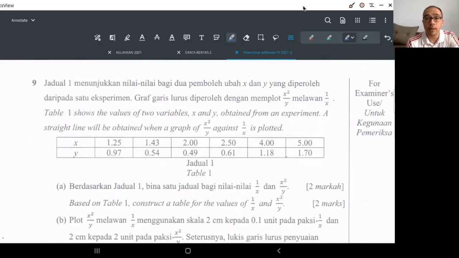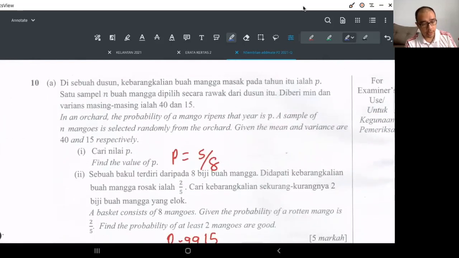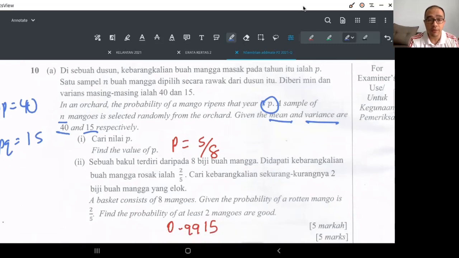Okay, so yeah. Number 10, in an orchard, the probability of a mango is P. Sample of n mangoes, you're given the mean is 40 and the variance is 15. So np equals 40, npq equals 15. You can find the value of q, and then after that, find the value of p. I'm not going to do this for you. You can do this yourself.